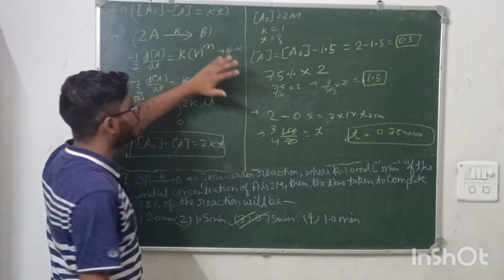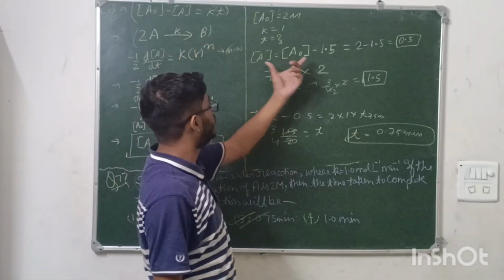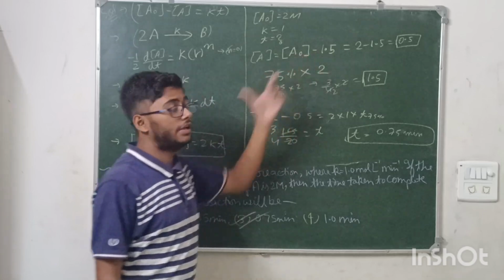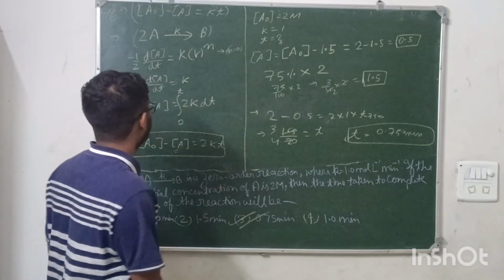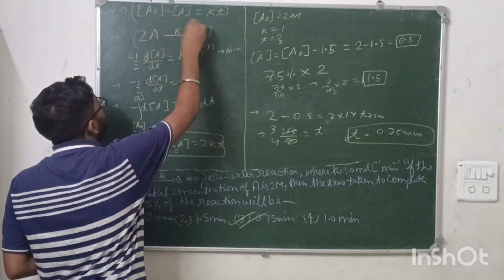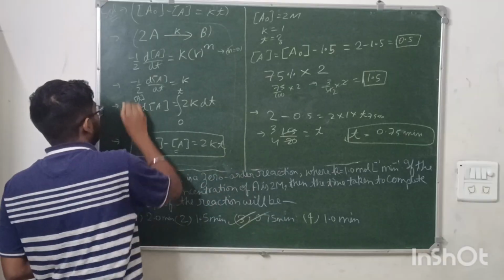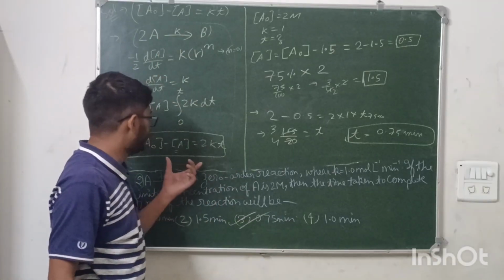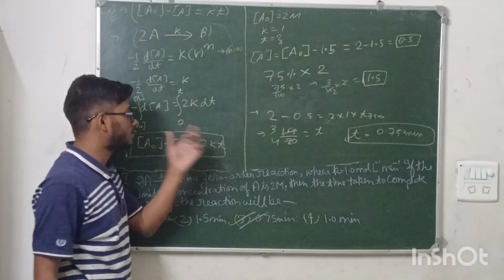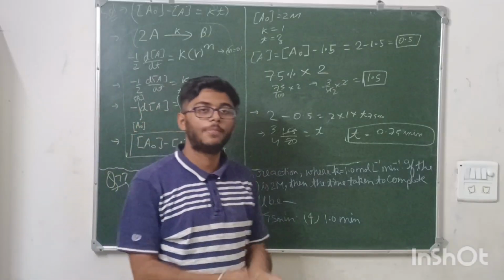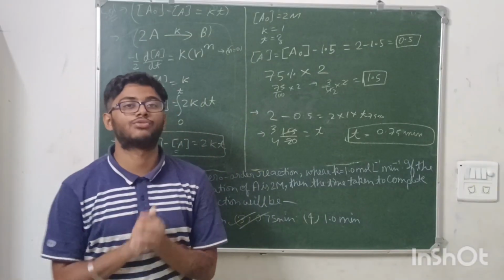Yeah, this was a good question of kinetics. You need to understand this part, and only then will you be able to solve the question. Here also you need to derive this for solving the question: initial concentration minus final concentration is equal to 2 times Kt. Okay, so now moving on to the next question.